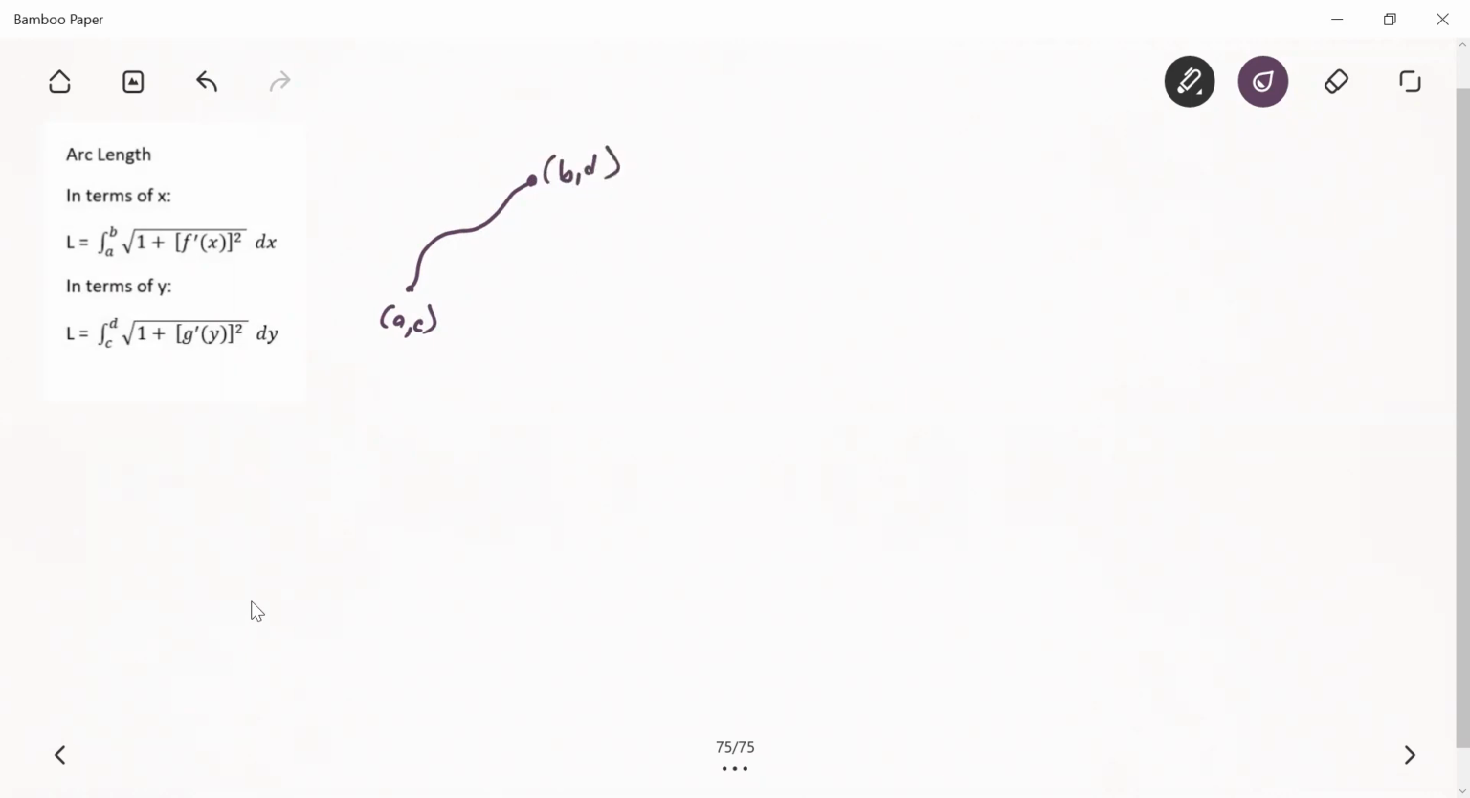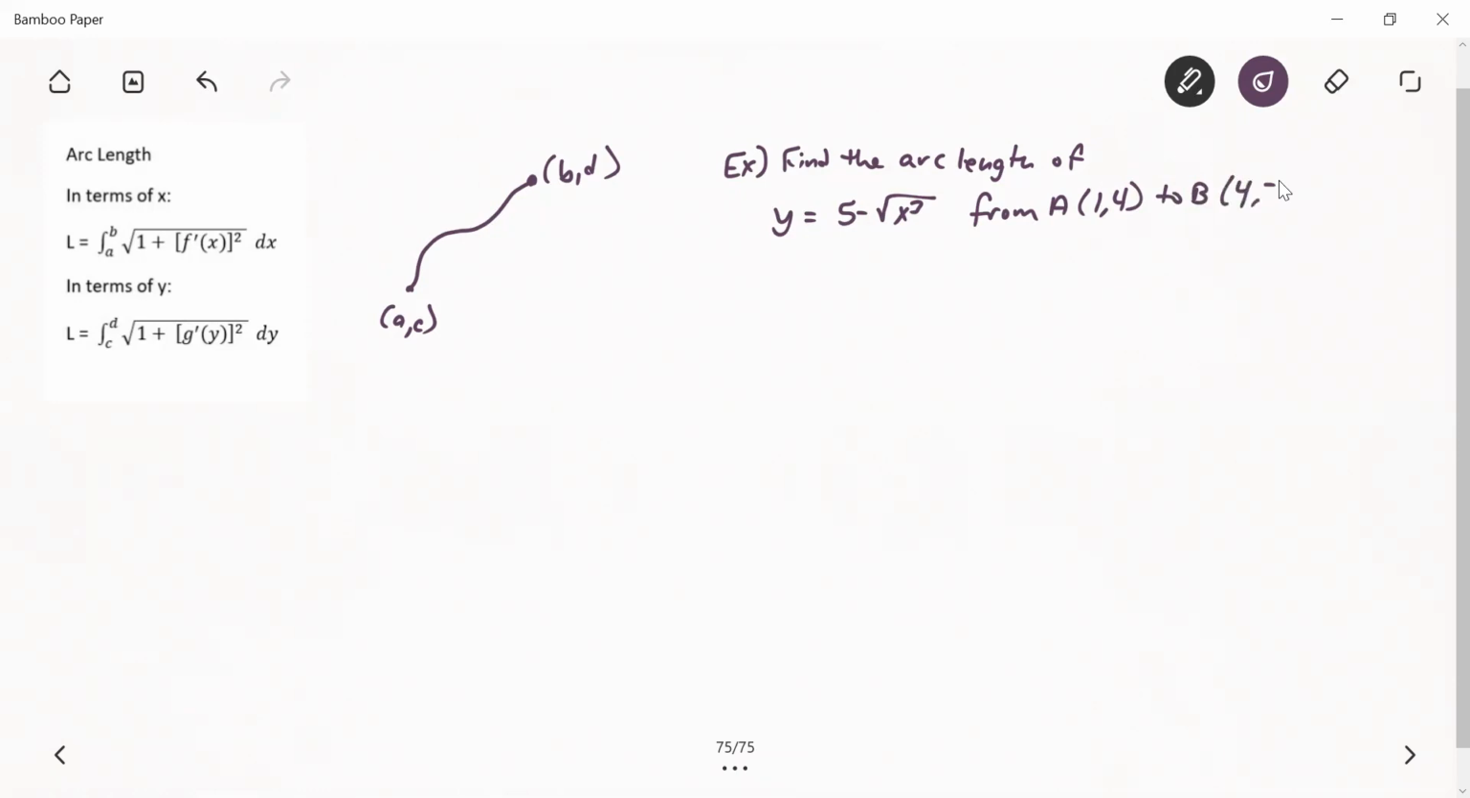Okay, so let's do an example here. Let's say find the arc length of y equals 5 minus the square root of x cubed from point A, (1, 4) to B, and we'll say B is (4, -3). Okay? All right, so let's see what we get.